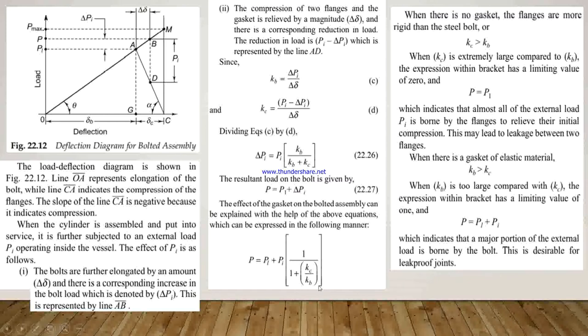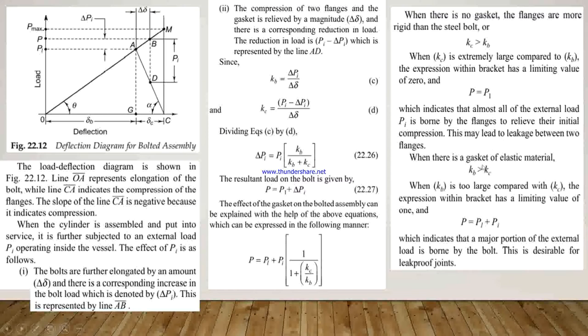Here, when there is no gasket and the flanges are more rigid than the steel bolt, K_C is always greater than K_B. Here K_C is the stiffness of the gasket or flange, and K_B is the stiffness of the bolt. When K_C is extremely large compared to K_B, the expression within the bracket has a limiting value of 0, so P is equal to P1, which indicates that almost all the external load P_I is borne by the flanges to relieve their initial compression, and this will lead to leakage between the two flanges.